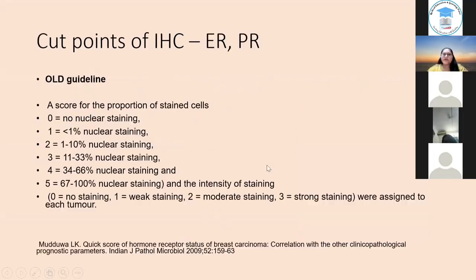So what is the cutoff for IHC for ER and PR? This is basically for the postgraduates because there are different cutoffs which keep on changing. So there was an old guideline of 2009 that 1 was less than 1% nuclear staining and 5 was 67 to 100% of cells showing the nuclear positivity. So it ranged from 0 to 3 and then according to the staining and weak staining.